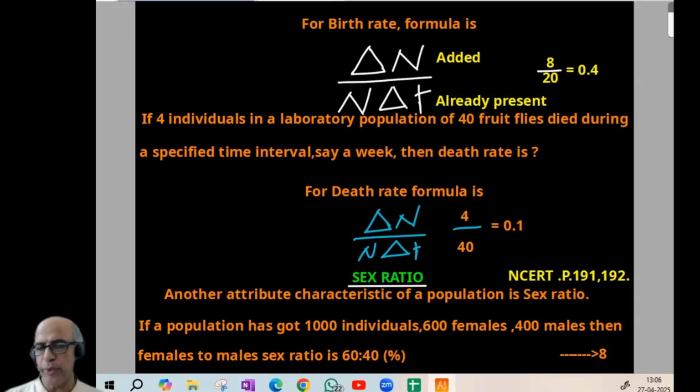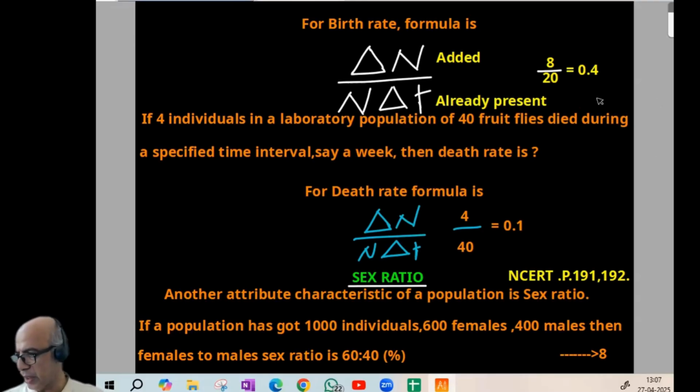Now comes the next attribute, that is sex ratio. It is another characteristic of population, a comparison between male and female. See, if a population has 1,000 individuals, 600 females and 400 males, then the female to male sex ratio is 60 to 40 percent. Simple item. Then comes population age.